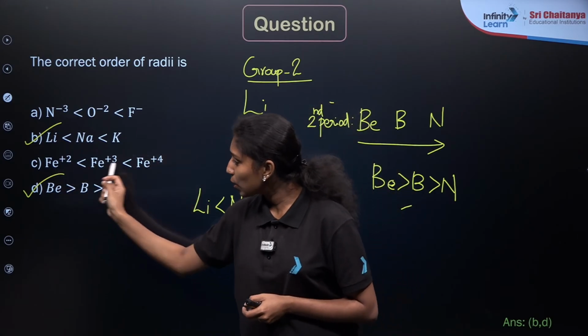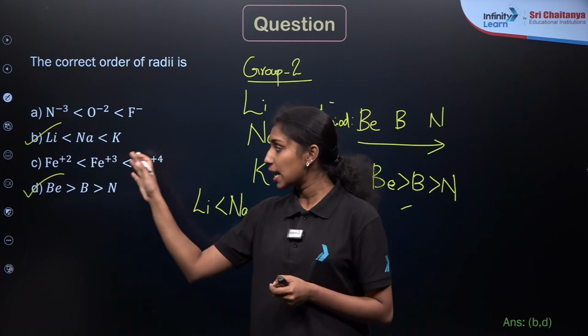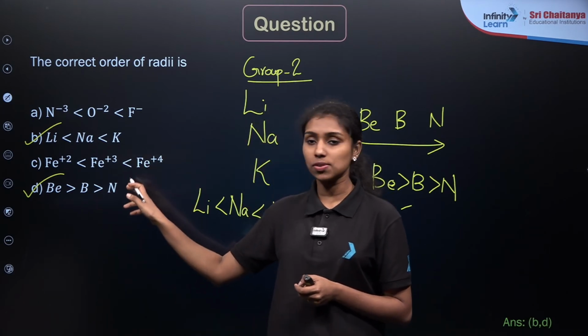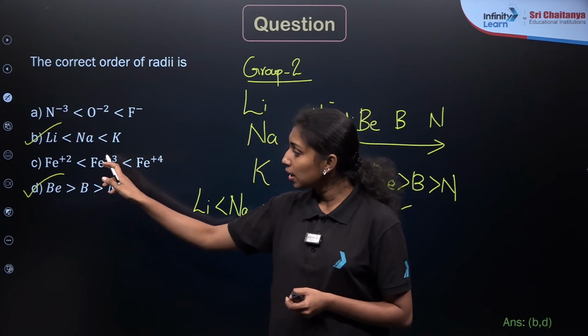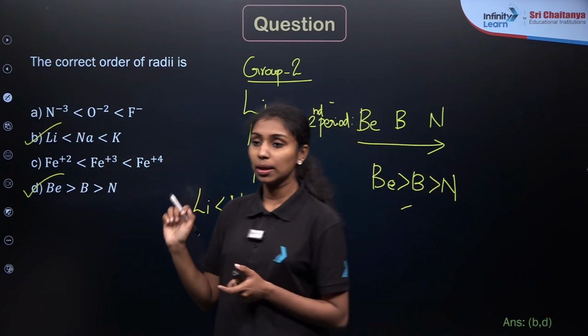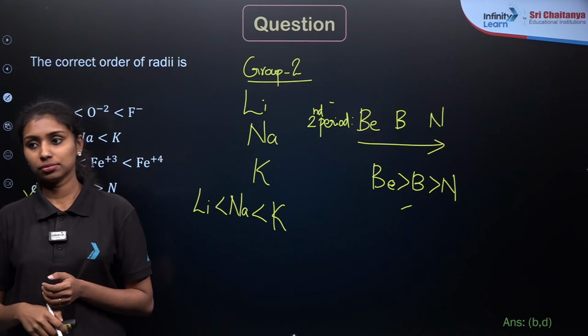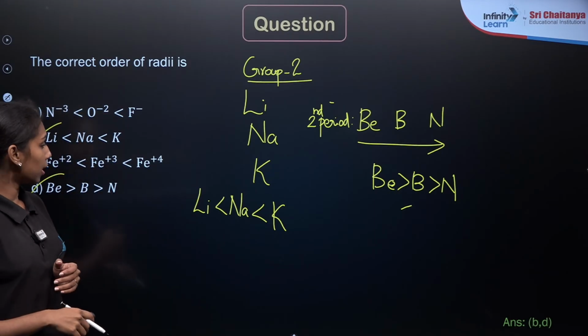And in the case of cationic size, right? Cationic size means whenever the charge on the cation increases, size decreases. Again, this is also the reverse order. Fe2 plus has the higher value, then Fe3 plus, then Fe4 plus, right? Okay, I hope you understand.